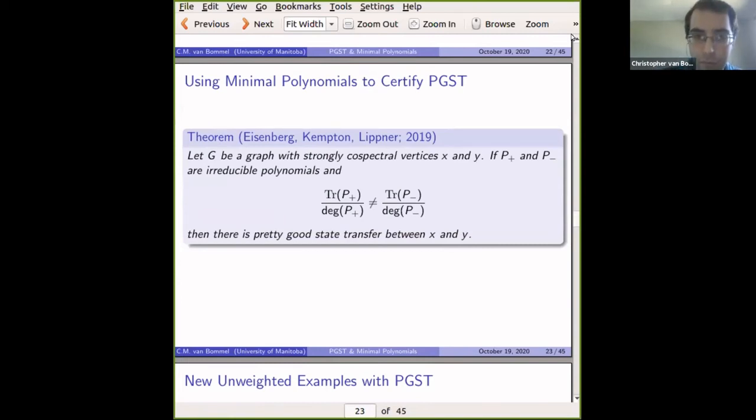And this condition on the ratio of the trace, the coefficient of the sum of the roots of the polynomial, or negative the coefficient of the second largest power, and the degree. We want these two ratios to not be equal. And that allows us to determine that there's pretty good state transfer between X and Y.